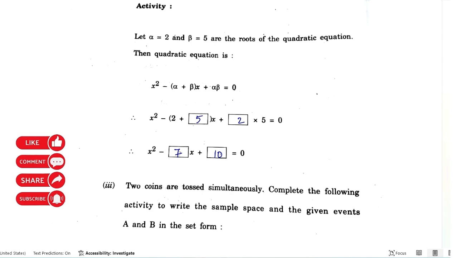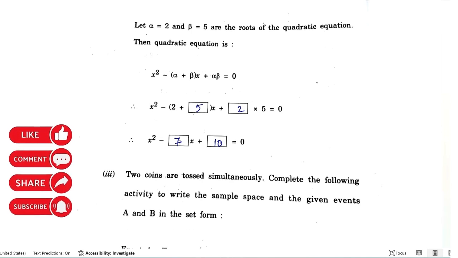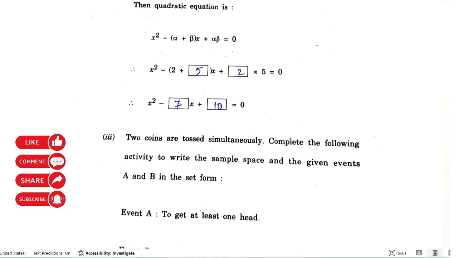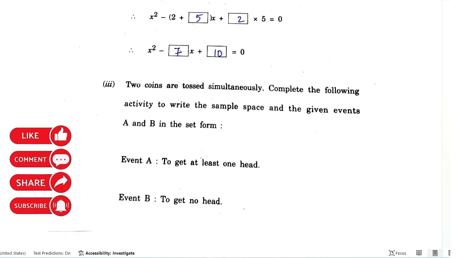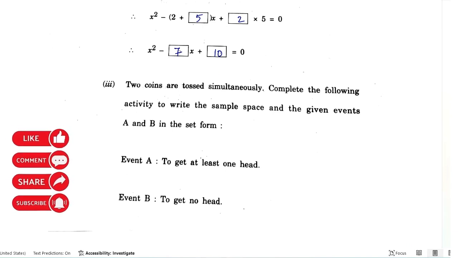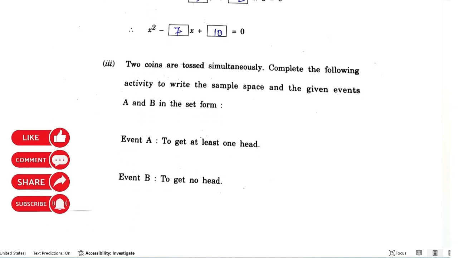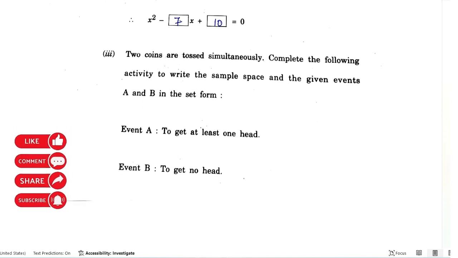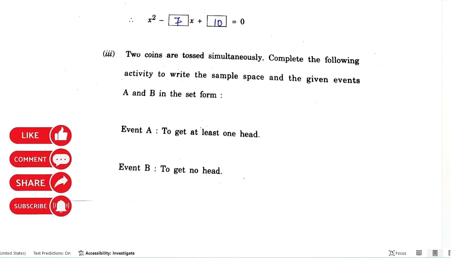Third one is based on probability. 2 coins are tossed. Now we have to again complete the activity. Event A is defined as to get at least one head. Event B is to get no head. So two coins are tossed.